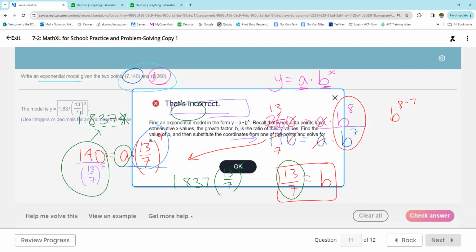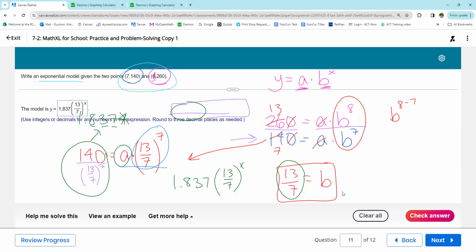Exponent, they do want the ab to the x, that's good. Let me go back and check what we did here. We did the 260, ab to the 8th, the y 140, ab to the 7th, divide those out. 20, divide by 10, 26 over 14, 13 over 7. I feel pretty confident. And then 8 minus 7 is a b. I feel pretty confident about that b.